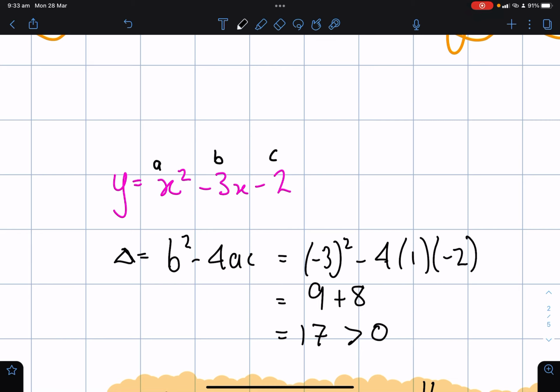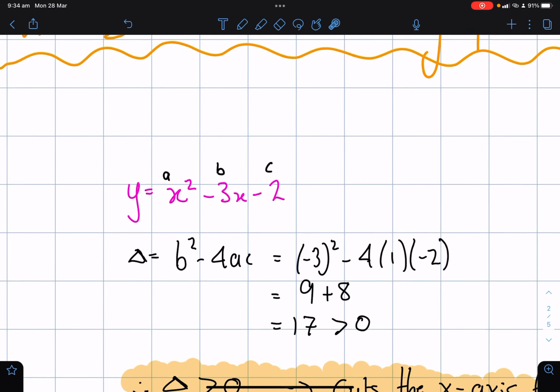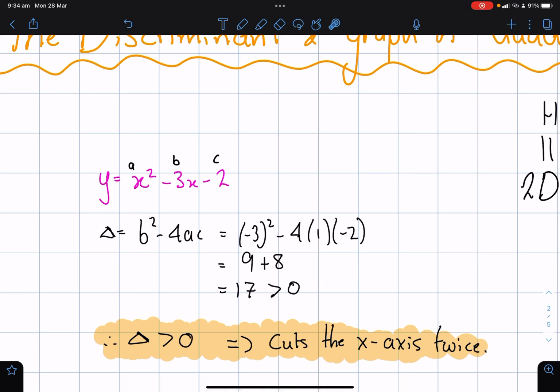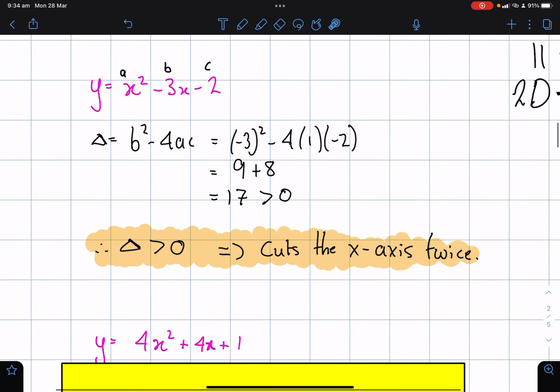All right, so the coefficient of x is -3. We throw that straight into our b in our formula. A is 1 and c is -2. Once we simplify that, you can throw it straight into your calculator if you like. So that comes out to be 17, which hopefully you all agree is greater than 0. So when we have a discriminant that is greater than 0, our quadratic will cut the x-axis twice. All right, so that is the main preface of this exercise. If delta, the discriminant, is greater than 0, it will cut the x-axis twice.